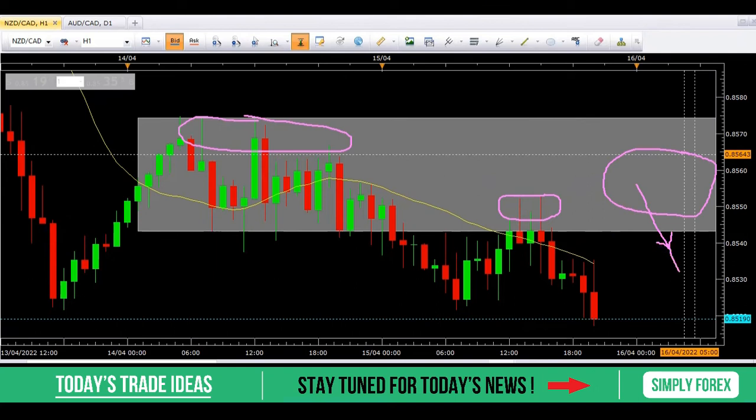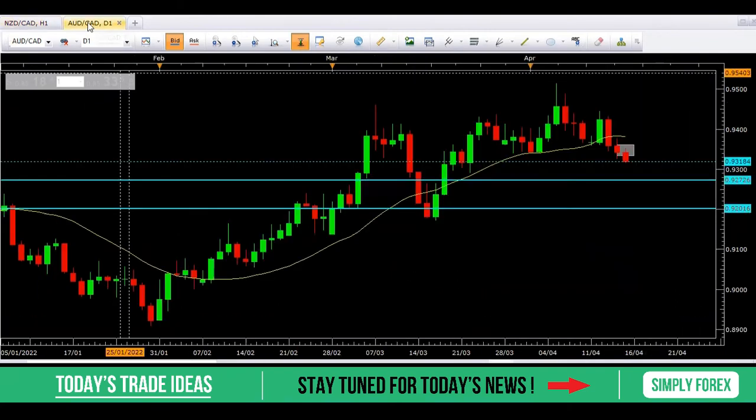And then we want to take price, first of all, back down to the last H1 lows, in this case. This is always our first target. Close 80% of the trade and then leave 20% to run down to our higher time frame targets. All right, guys, so New Zealand against the Canadian dollar, we're looking to short this market.